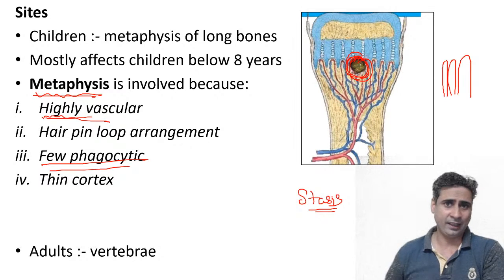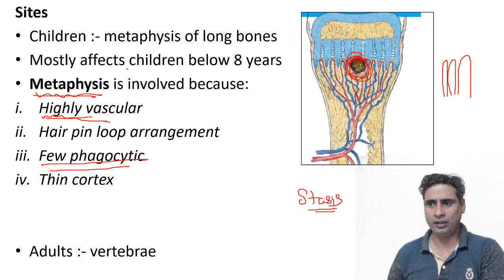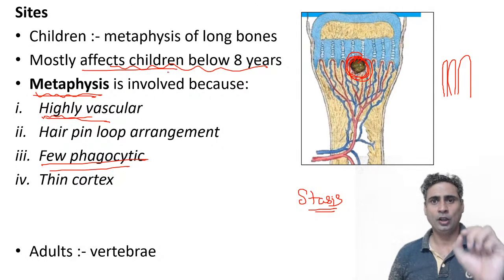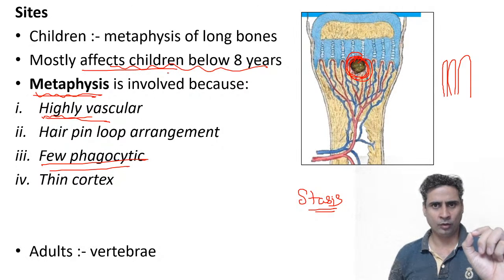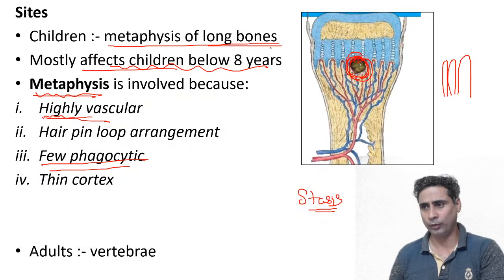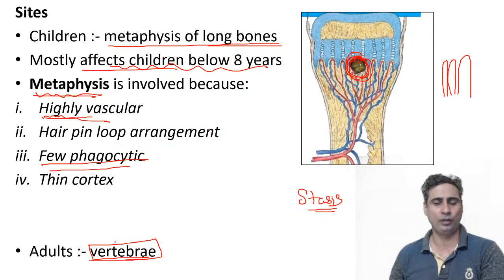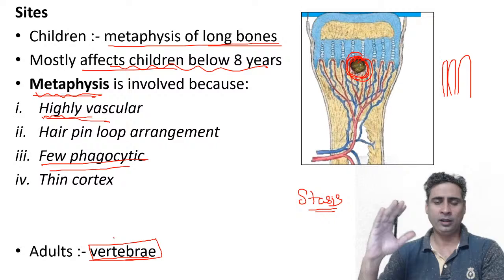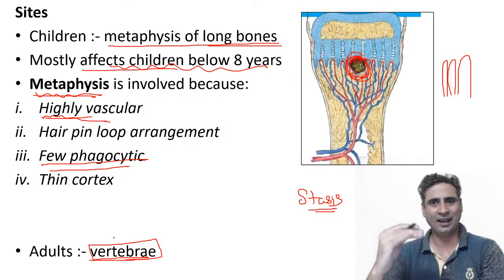And this acute pyogenic osteomyelitis is usually a disorder of children below the age of 8 years. That is why overall the most common site for osteomyelitis is the metaphysis of long bone. Now in adults, this metaphysis is not as vascular as in children. In adults, the most common site of osteomyelitis is the vertebral column, because vertebrae are very vascular. So overall it is the metaphysis of long bone; in adults, it is vertebrae.